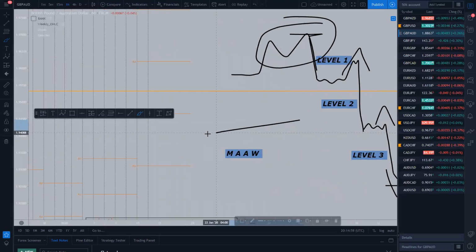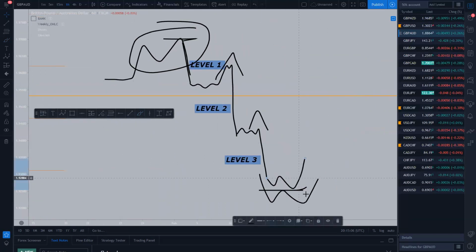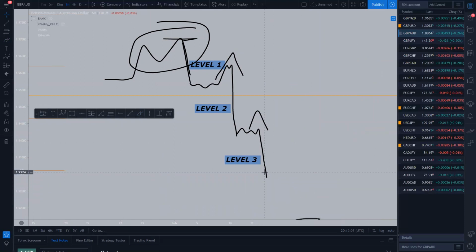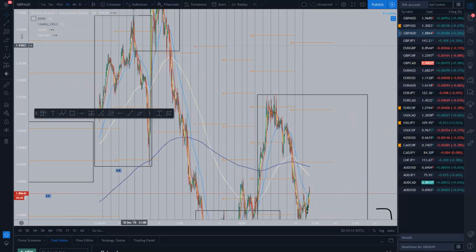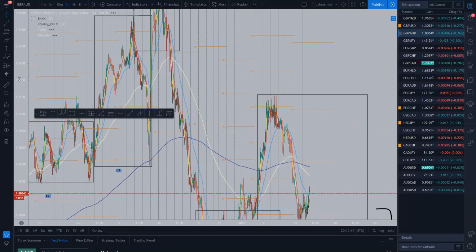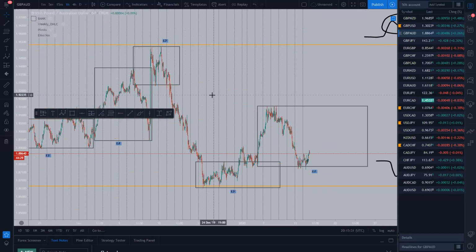So what I'm going to do now, I've shown you guys the structure. I'm going to show you guys how to identify the structure. Okay, so let me just delete all of this. So now, what is meant by the market is fractal? Well, it's very simple. Whatever you see on the daily, you're going to see on the 4 hours, on the 1 hour, on the 15 minutes, and also on the 1 minute. That's what I mean by the market is fractal.